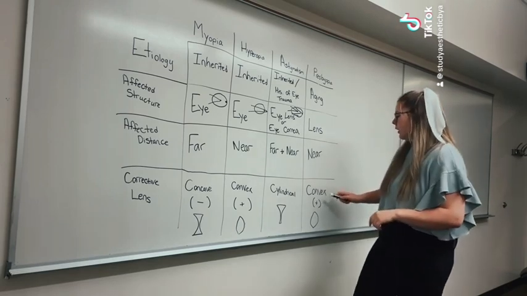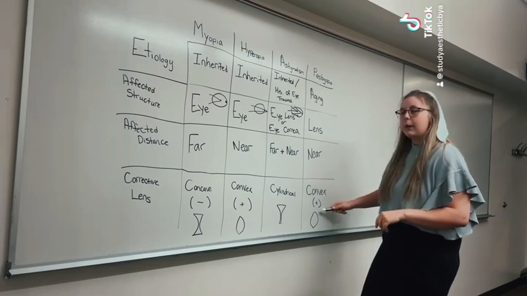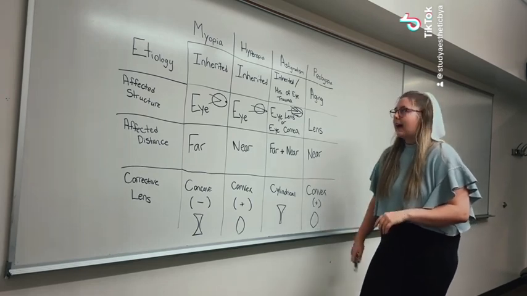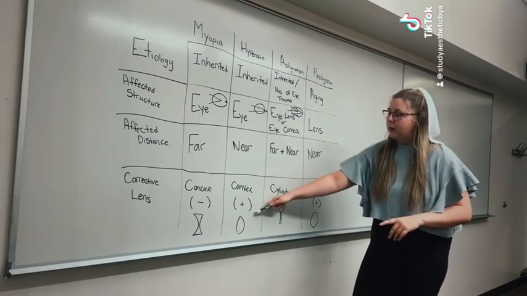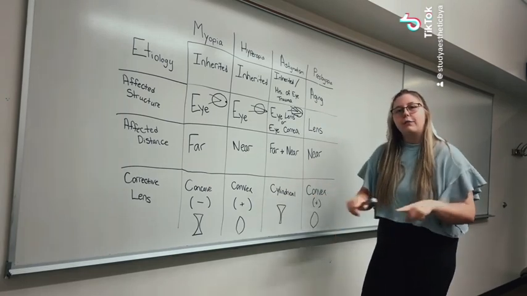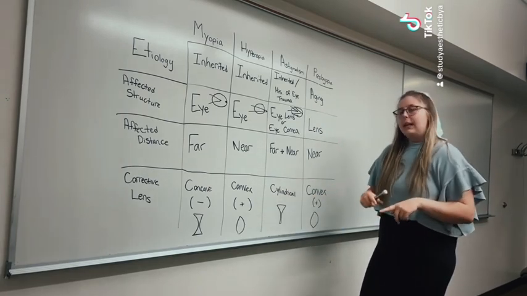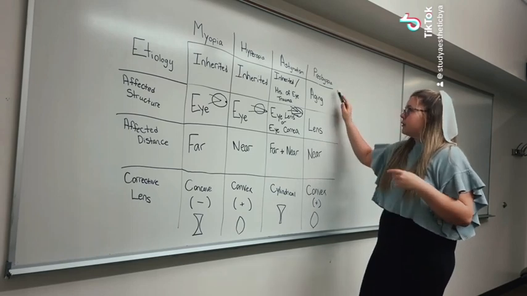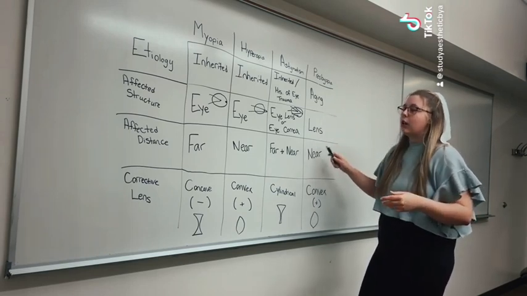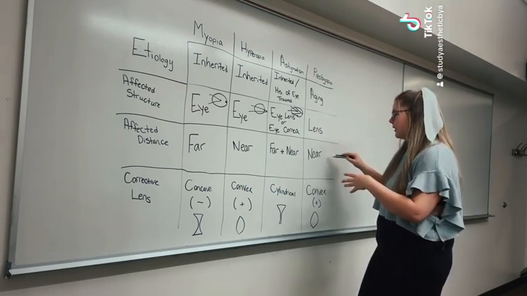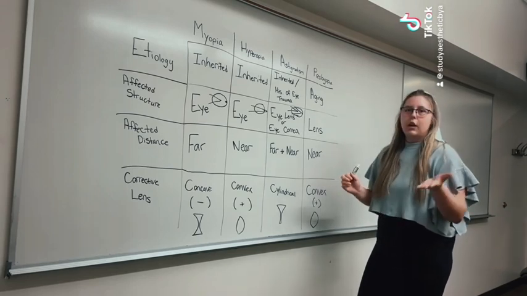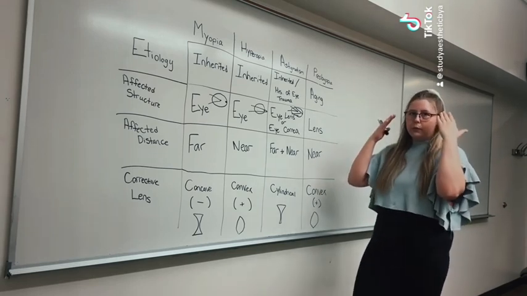So we are going to need a convex or a plus lens. Again, this is what we learned about in hyperopia. It's going to be that wide football or oval shape, and people with presbyopia are going to need just the reading glasses. So when they are trying to look up close, they're going to put those glasses on.